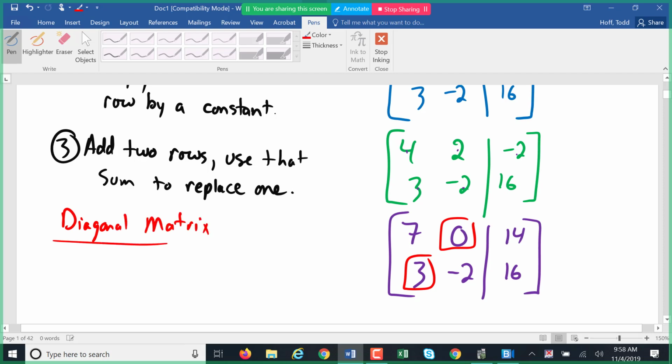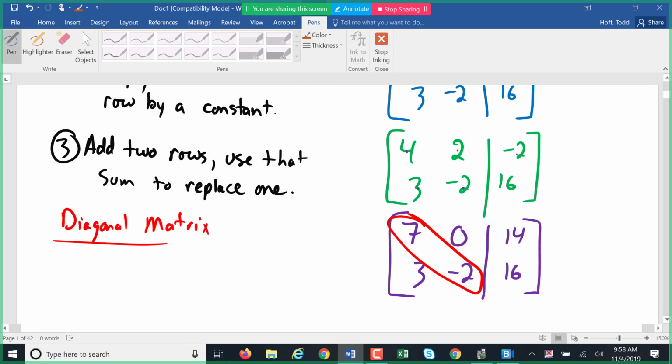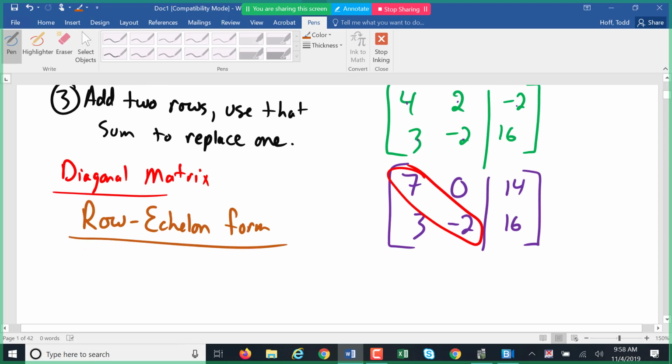In a diagonal matrix, we have desired numbers along the diagonal. And when we're dealing with matrices, there are different forms of this. One form is called row echelon form. Now, row echelon form, depending on what textbook you're using, can look a couple of different ways.